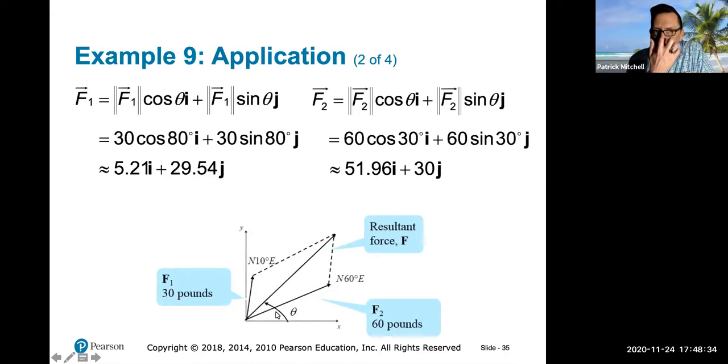So the first thing we're going to do is find the components of F1 and F2 using the formula that we just talked about. The components of F1 would be 30 times the cosine of 80 degrees and 30 times the sine of 80 degrees, which come out to approximately 5.21 and 29.54. Similarly, the components of F2 would be 60 times the cosine of 30 degrees and 60 times the sine of 30 degrees, and that comes out to be about 51.96 i plus 30 j.